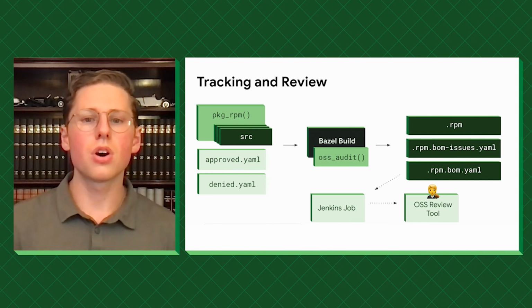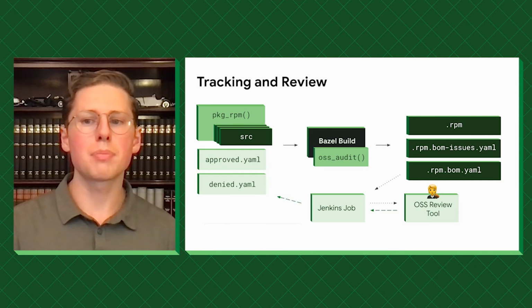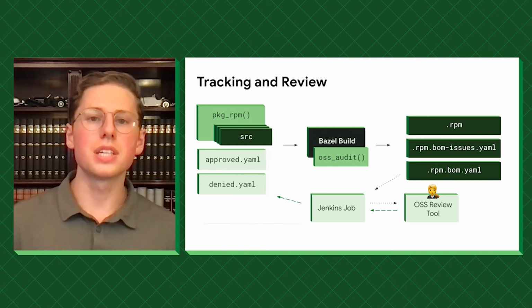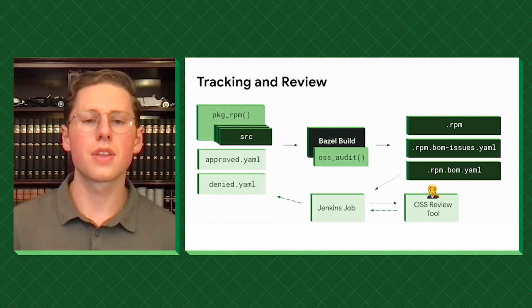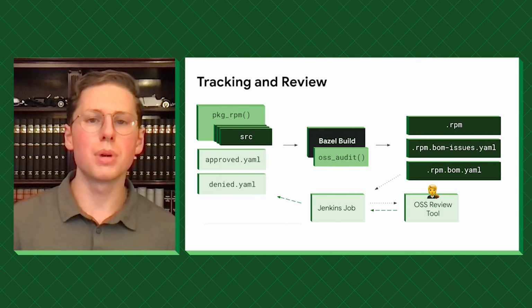This Jenkins server also queries the OSS review tool for the latest approved and denied packages, and it creates a new approved and denied list to submit back into source control. Now, if any packages are denied for use, developers are notified the next time a build runs. Now, this is how we've integrated OSS Audit with our existing OSS review tool. To wrap up, let's check out one more example about how we use OSS Audit in our big products.